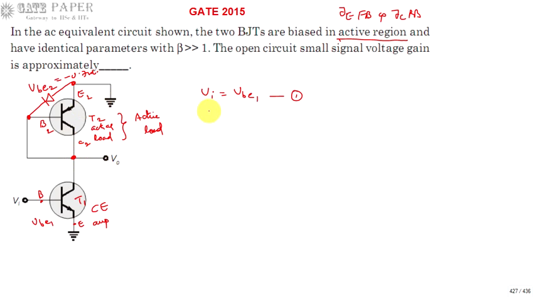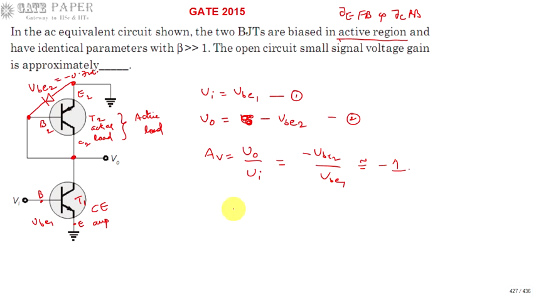V0 is the voltage from this point to ground. Moving in this direction, minus 2 plus V0 is equal to minus VBE2. This is the second equation. And the small signal voltage gain is V0 divided by Vi, which is going to be minus VBE2 divided by VBE1. Since both are identical devices and the variations are also expected to be the same, the gain is approximately equal to minus 1. So the voltage gain of this circuit has magnitude 1. The right answer for this one is 1.